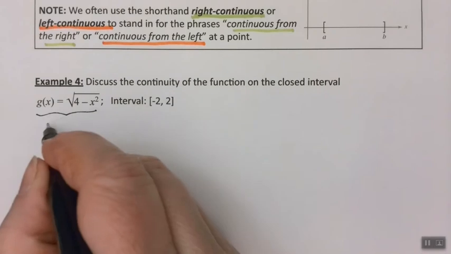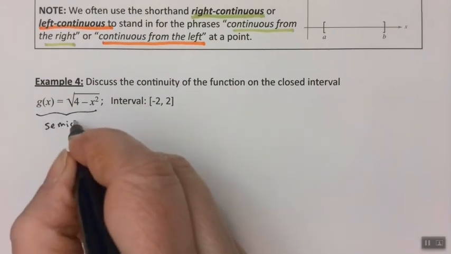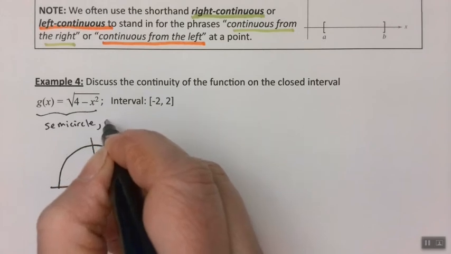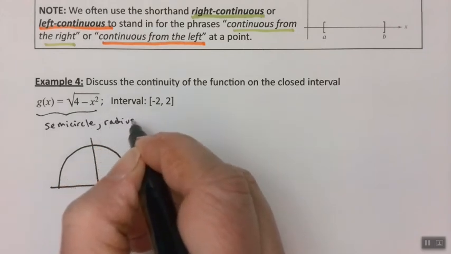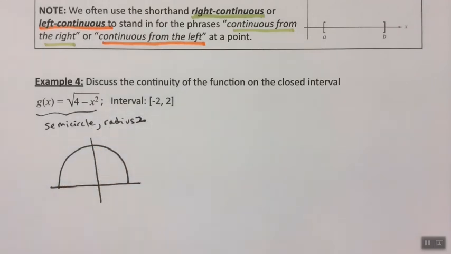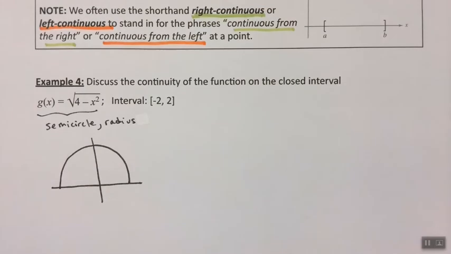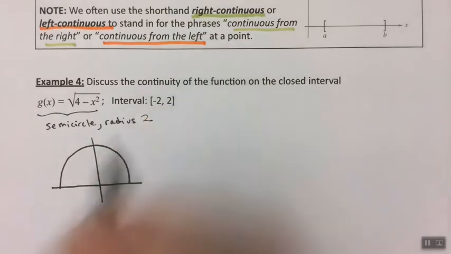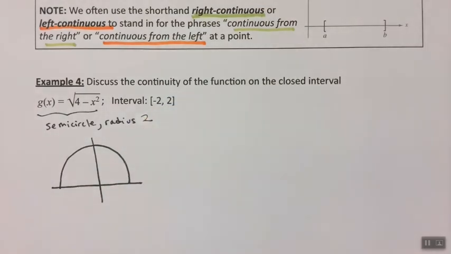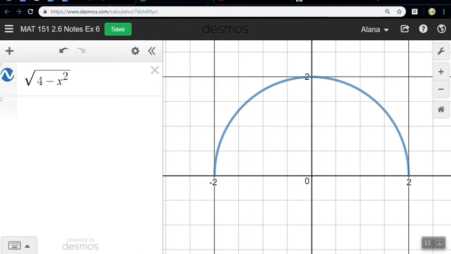I'll just make a little note. So this is the semicircle above the x-axis with radius 2. Now, in case you don't believe me, oh, I'm sorry, my number 2 got weird there. So my radius is 2. I'm trying to write at an angle. There we go. I've actually graphed it in Desmos as well, just so you can see it. So there it is.